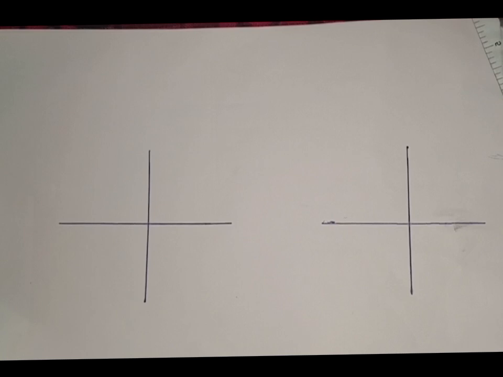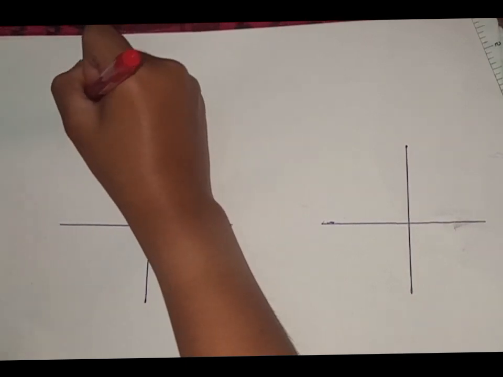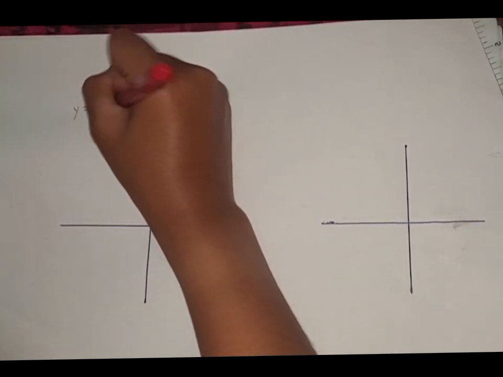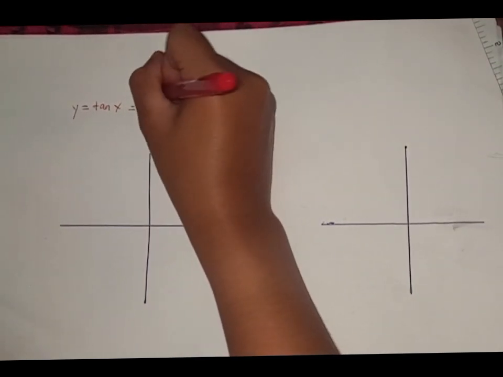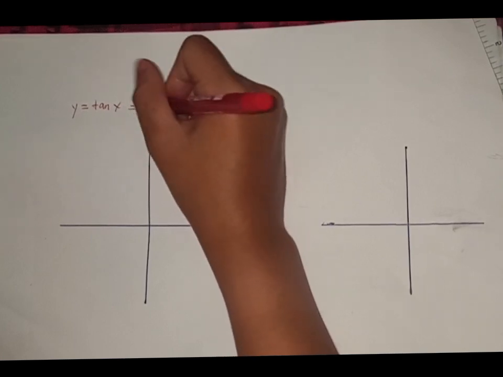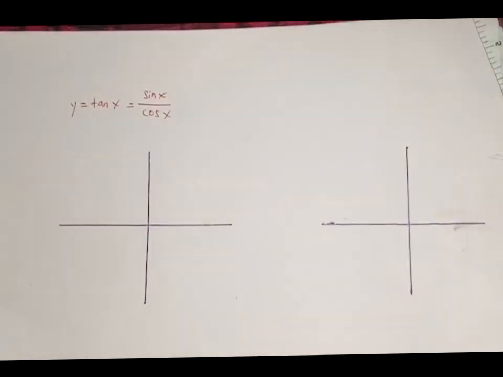These functions behave differently from sine and cosine because they have asymptotes and unique periodic properties. First, let's look at the definition of the tangent. So we have y is equal to tan of x is equal to sine of x over cos of x. This tells us that tangent is undefined whenever the denominator cos of x is equal to 0. To determine where the vertical asymptotes should be, we must identify where cos of x is equal to 0.